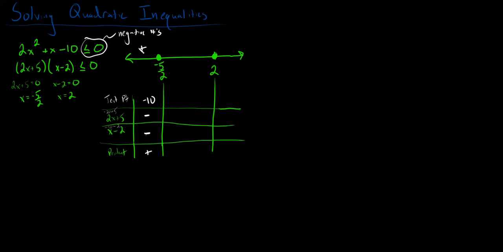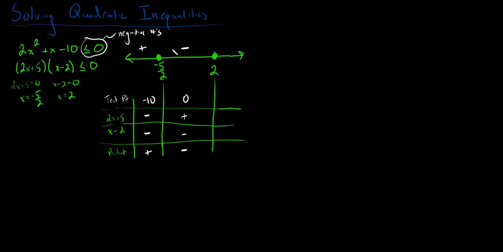Okay, so now I got to continue with that. I need to pick out a new test point. I need to pick out a test point now that's in between negative 5 halves and 2. Like 0. 0 is in between these two numbers. Think about it. If I plugged in 0 for x, I would have 0 plus 5. Well, that's positive. And I would have 0 minus 2. Well, that's negative. And a positive times a negative is a negative. So this entire interval here would end up being negative.